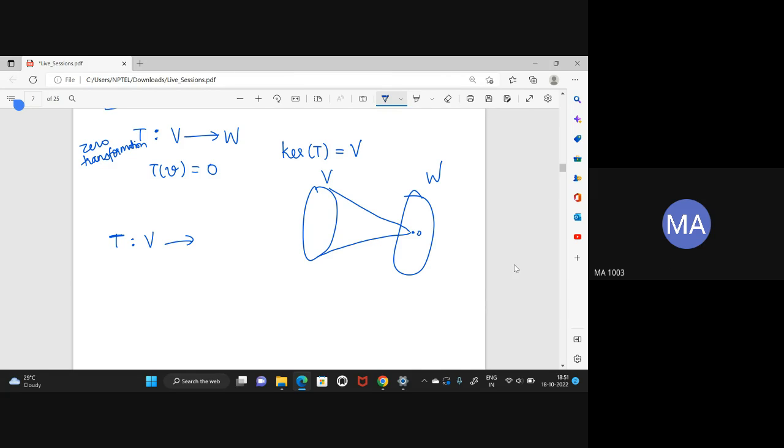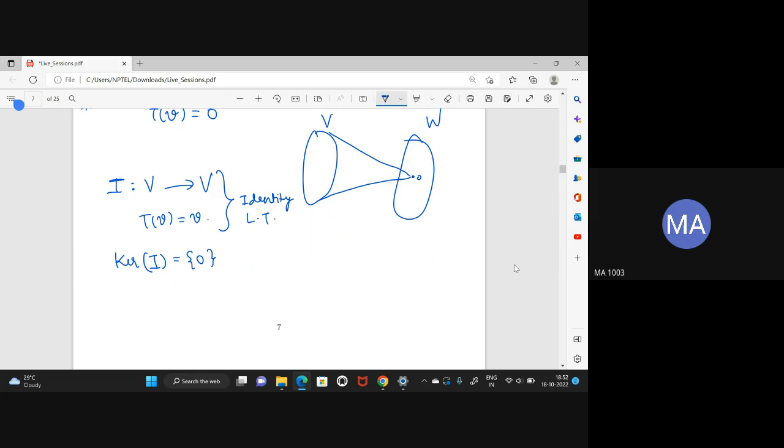Right. So the domain and codomain have to be the same first of all, right? Yes, ma'am. T of V is equal to V. This is the identity linear transformation. What is the kernel of this transformation? 0. Why is it 0? Because 0 alone maps to 0. Perfect. 0 is the only vector that goes to 0, right? Yes, ma'am.